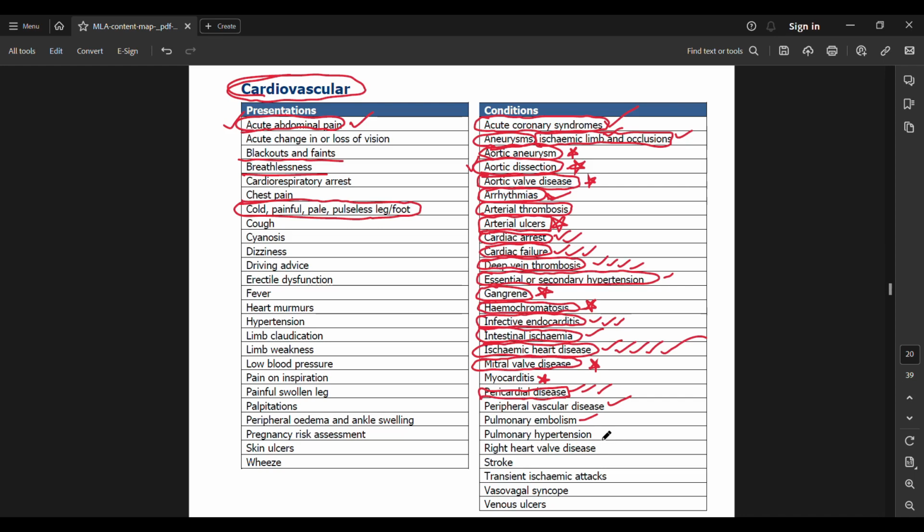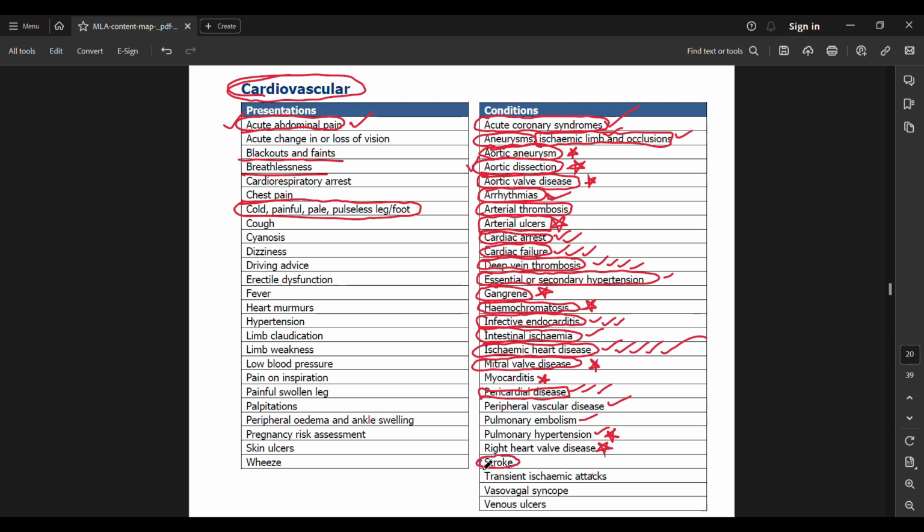Next thing is pulmonary hypertension. Pulmonary hypertension has not shown up, I would say, as much in the past, so make sure you prepare this well. Right heart valve disease. Again, valvular diseases haven't shown up as much in the past. Make sure you prepare these well.